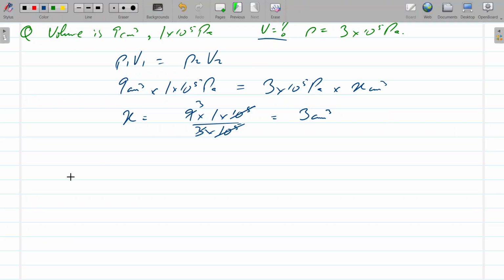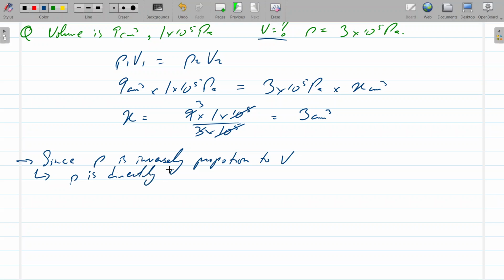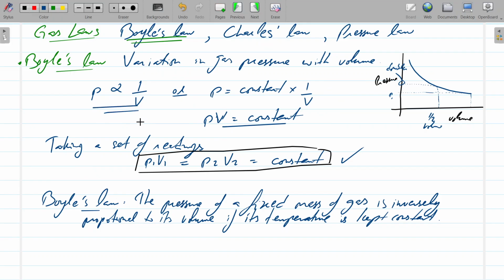One thing they mention in the text is that since pressure is inversely proportional to volume, that would mean that pressure is directly proportional to 1 over volume, because that's basically what this is. That's what they're talking about.